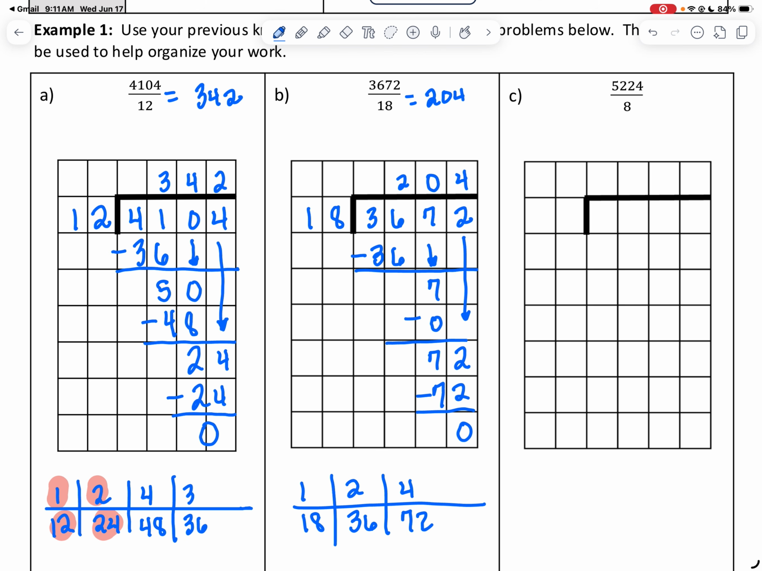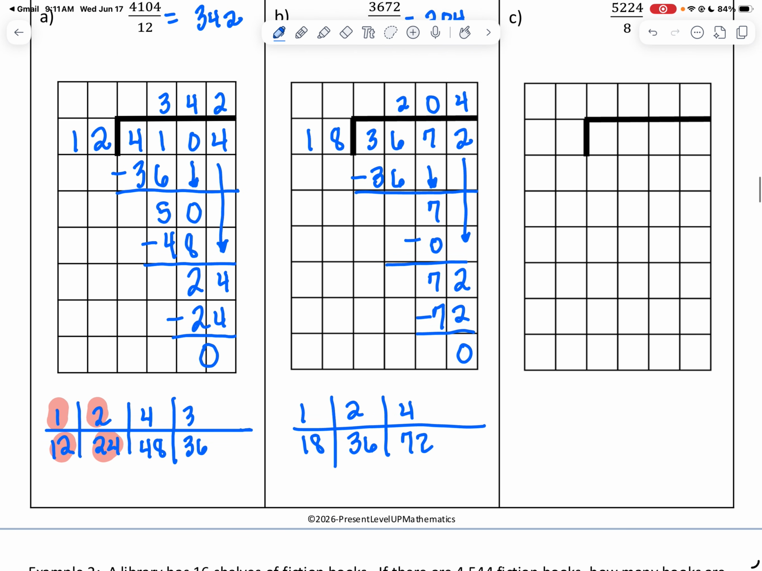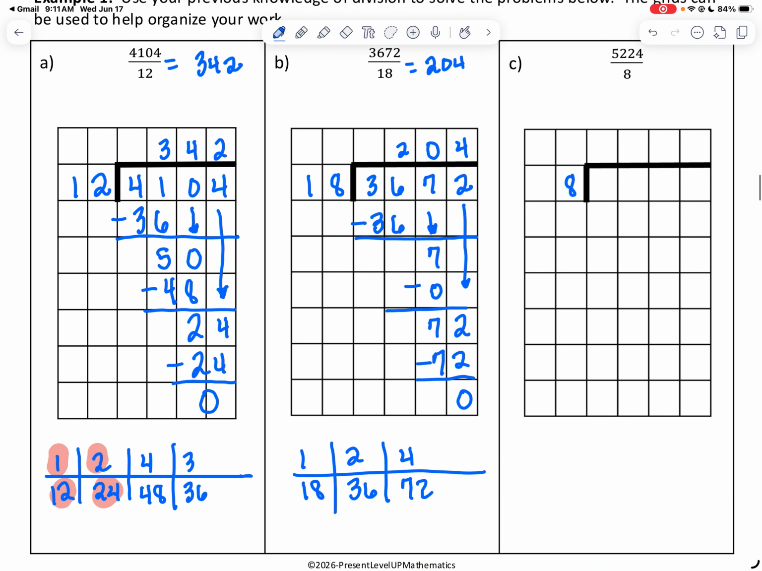All right, pause the video and try problem C on your own. All right, welcome back. In this problem, 8 was my divisor.